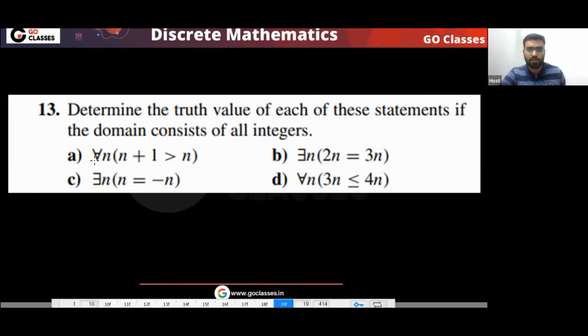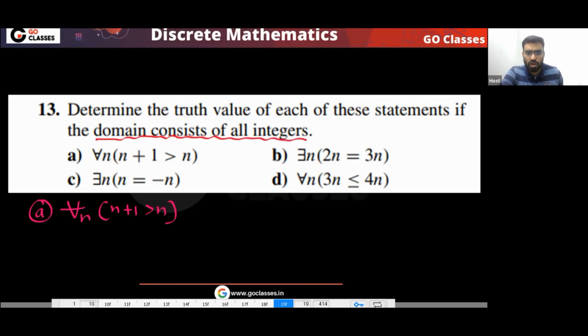So tell me, what is the answer for this question? Determine the truth value of each of these statements if the domain consists of all integers. If the domain is the set of all integers, then tell me the truth value of all these statements. The first one says that for all n, n plus 1 is greater than n. Is it correct? Can I say that for every integer? Remember, the domain is the set of all integers.